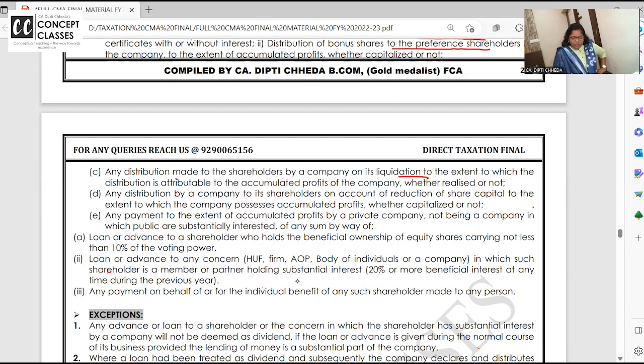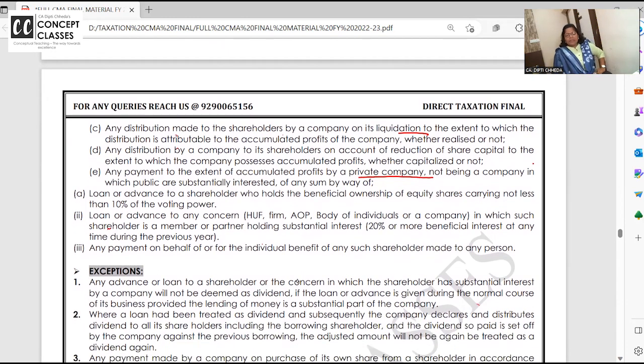Okay. Now last one is for closely held company, that is private company. Private company, when they give loan to shareholder, whatever loan they have given to shareholder, who is holding beneficial ownership of at least 10% voting power. Private company giving loan to shareholder, taxable in the hands of shareholder as deemed dividend till the extent of accumulated profits. But listen, the shareholder. Even if the shareholder repays the loan or shareholder pays interest, still this is taxable.